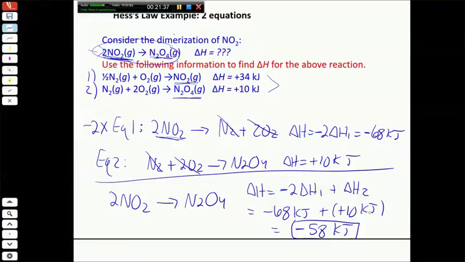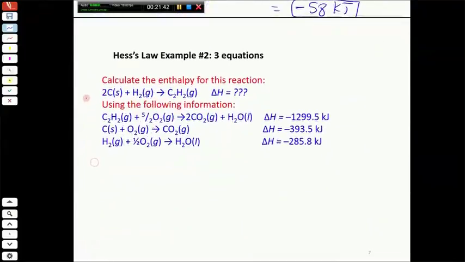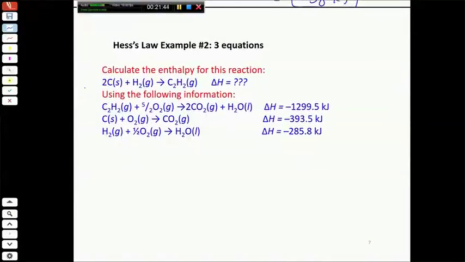Let's do a couple with 3 equations, which is as complex as we'll get. So let's say we want to do this one. We're determining delta H for the formation of C2H2 from carbon and hydrogen. And then the equations we're giving you are these ones down here. So the combustion of C2H2, the formation of CO2, the formation of water from hydrogen and oxygen. Those are the 3 chemical equations. We want to figure out how to add them together to get this overall equation so we can determine its delta H. Alright, so again I'm going to number the equations so we can keep track of them easier, 1, 2, and 3.